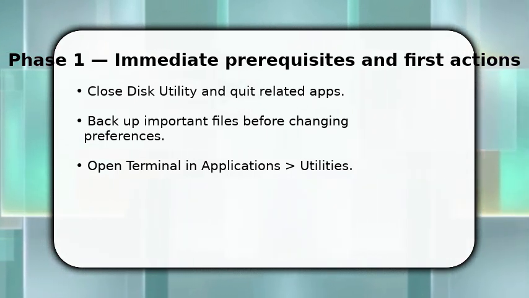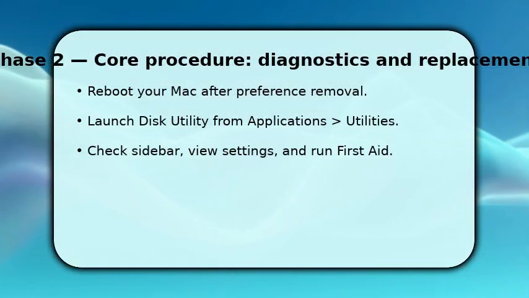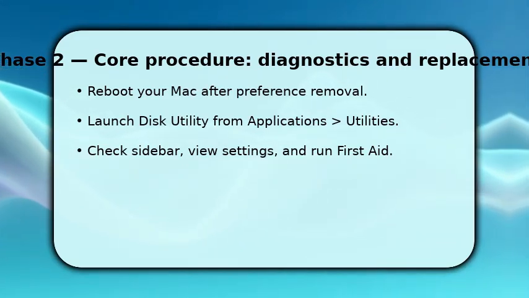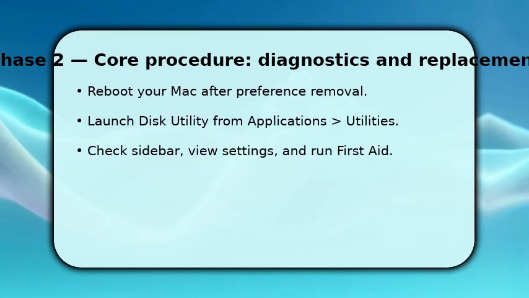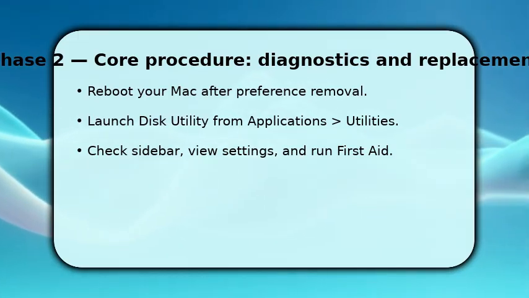You're preparing macOS to recreate clean defaults. After removing preferences, restart your Mac to ensure changes take effect. When you log back in, launch Disk Utility from Applications Utilities. macOS recreates fresh settings. Once open, set View to show all devices and verify internal and external volumes appear.